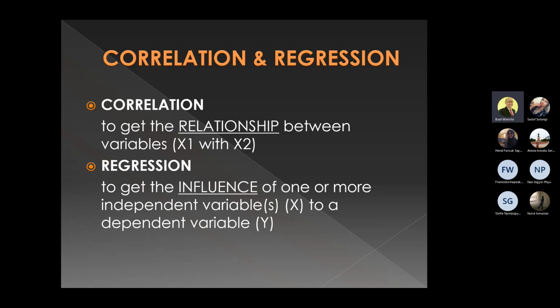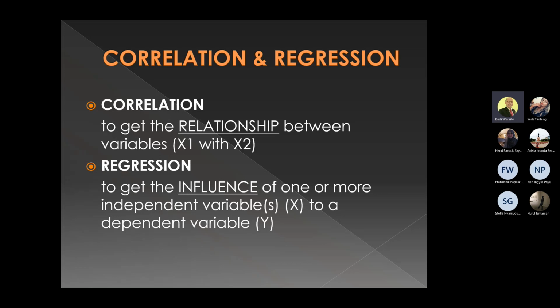Okay. In regression, the keyword is influence. So if we want to regress some variables, it means that we want to know the influence of one or more independent variables on a dependent variable. Okay, this is the difference between correlation and regression.